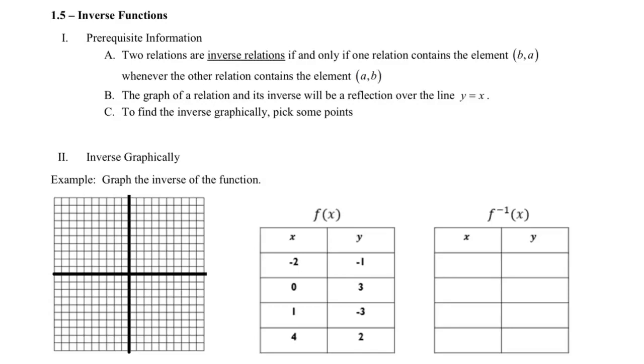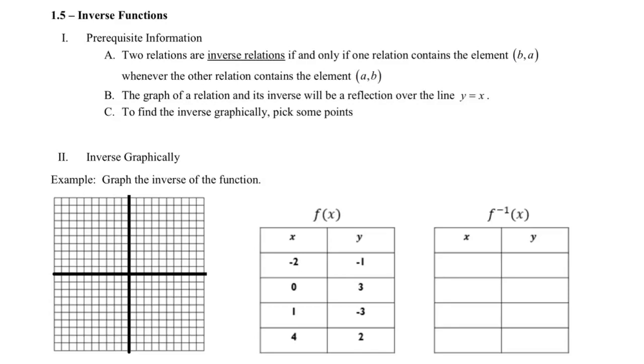And so letter A, two relations are inverse relations if and only if on one of the relations you have the element (a, b), and on the other relation you have the element (b, a). And so those x's and y's just get flipped. In letter B here, the graph of a relation and its inverse will be a reflection over the line y equals x, and we saw that briefly in a previous set of notes.